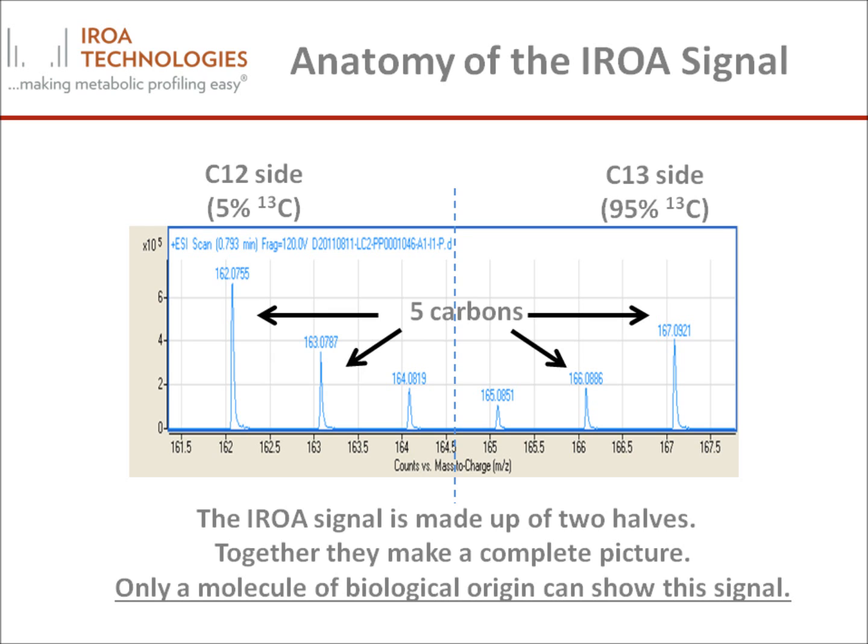The C12 M+ peak, located at 162.0755, and the C13 M- peak, located at 167.0921, clearly indicate that this is a 5-carbon molecule. The corresponding M+1 and M-1 peaks are a mass difference of 1.00335, the mass difference between a C13 and a C12 isotope.